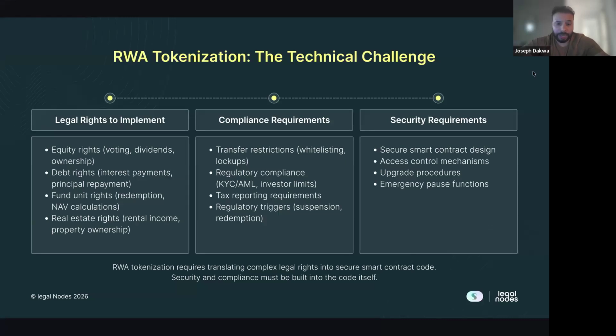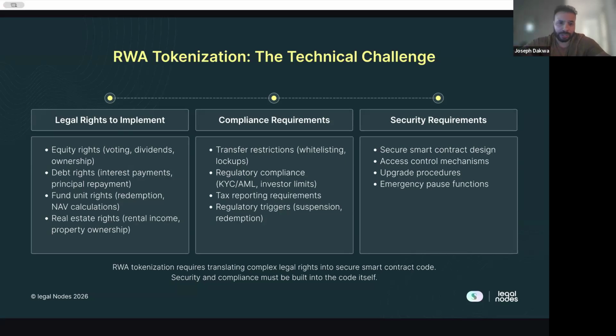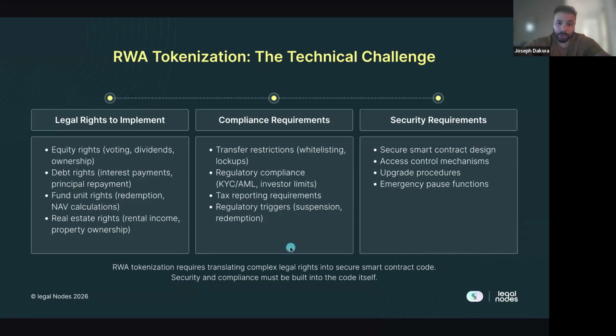And then we have to look at the compliance side of things as well. So we have transfer restrictions. Again, Iryna's talked about this briefly. So we actually write this into smart contract infrastructure. So it allows you to whitelist and lock up based on token expiry and things like that. And then, of course, there's ways to conduct KYC and AML on the smart contract side of things as well with investor limits. And that works in conjunction with tax reporting requirements and other regulatory triggers such as suspensions and redemptions.